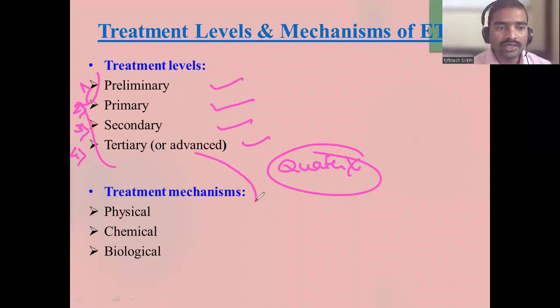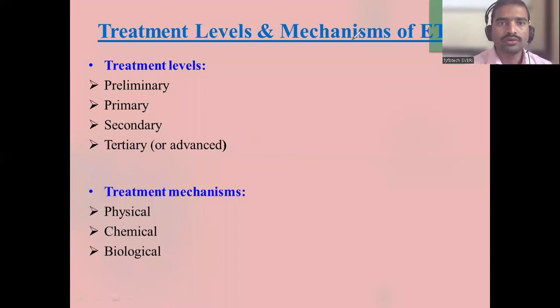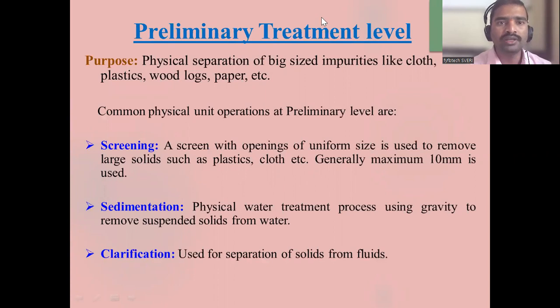What mechanism does it use? It uses physical, chemical and biological mechanisms. One by one we will study what components come under preliminary, primary, secondary and tertiary treatment. So first one, preliminary treatment.